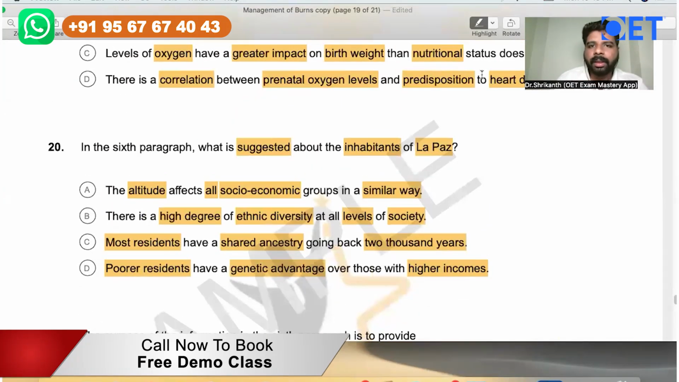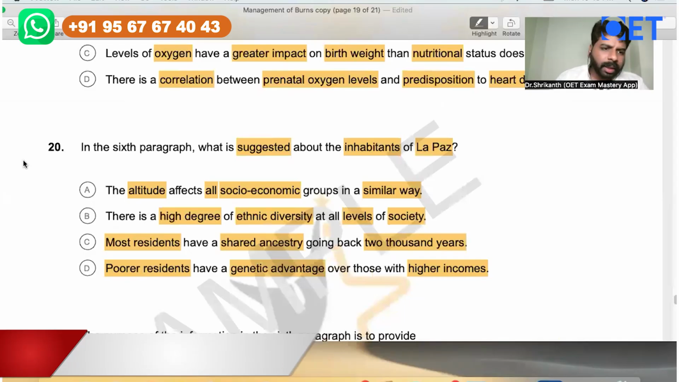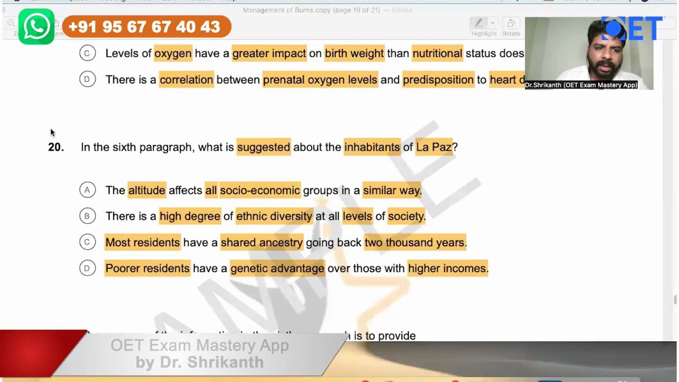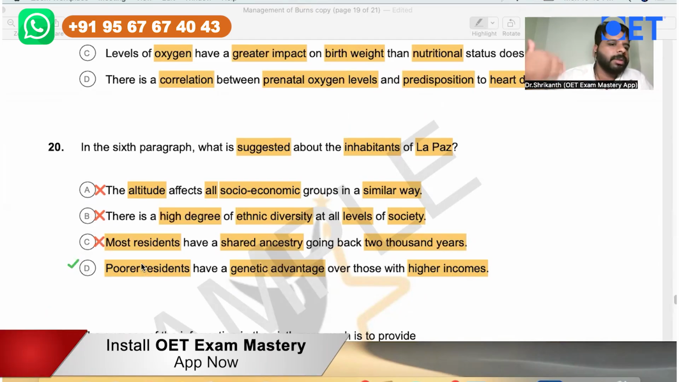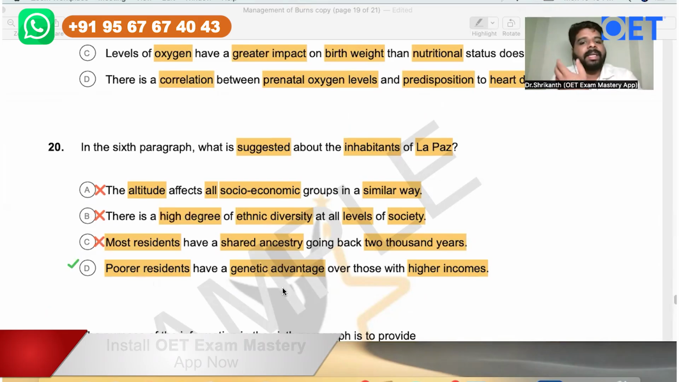So now we see over here, what have we done? We have basically eliminated answer option A, answer option B, and answer option C. So that means even before you read answer option D, answer option D will be the right answer. There is no need for you to read answer option D. Without even reading, you can choose D as the correct answer, because you have eliminated A, B, and C. Right. So what is option D telling us? Poor residents have a genetic advantage over those with higher incomes.